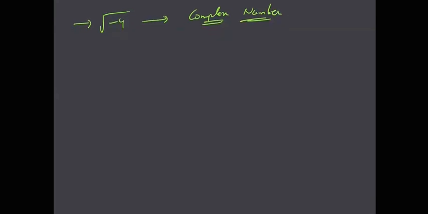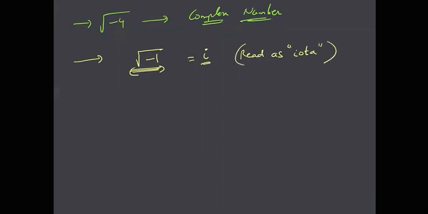So we define square root of minus 1 as iota. Okay, this is denoted by I and it is read as iota. So you can also read it as I, it is no problem, but you can also read it as iota. The square root of minus 1 is iota. That is how we define a complex number.